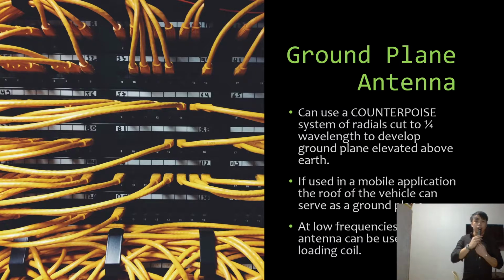So, ground plane antenna. What is a ground plane antenna? It can use a counterpoise system of radials cut to a 1/4 wavelength to develop a ground plane elevated above Earth. If used in a mobile application, the roof of the vehicle can serve as a ground plane. At low frequencies, a whip antenna can be used with a loading coil.